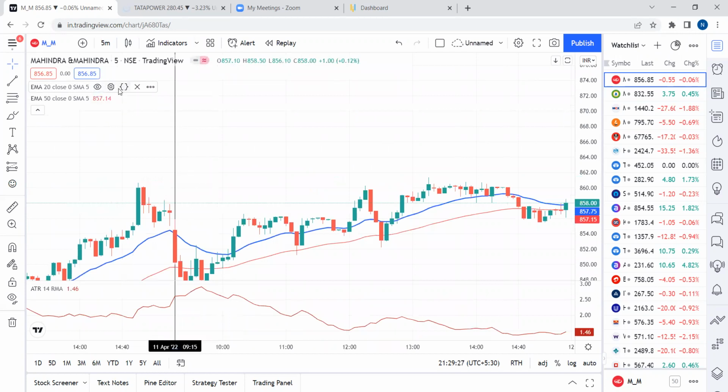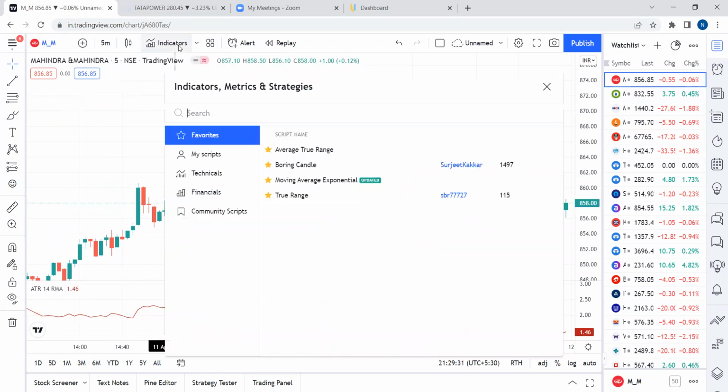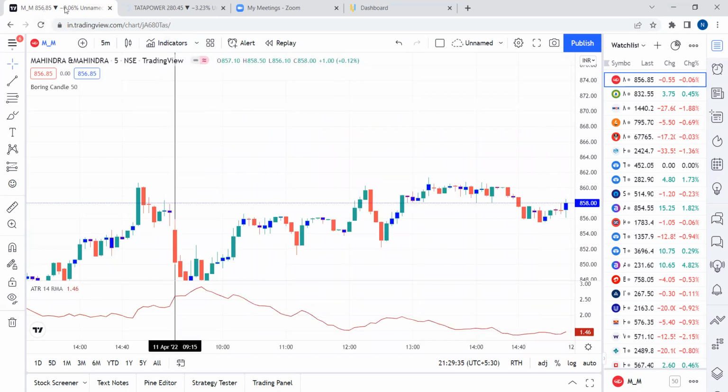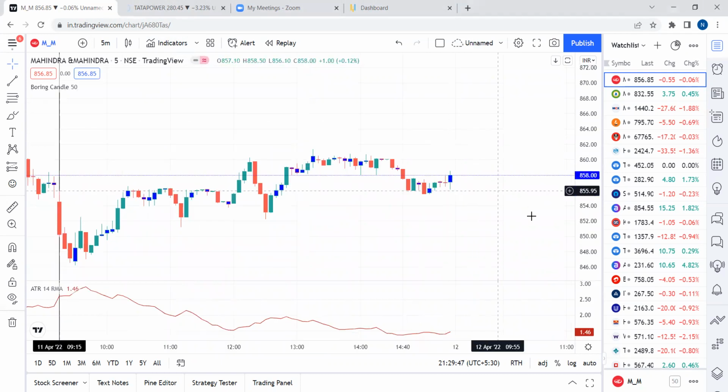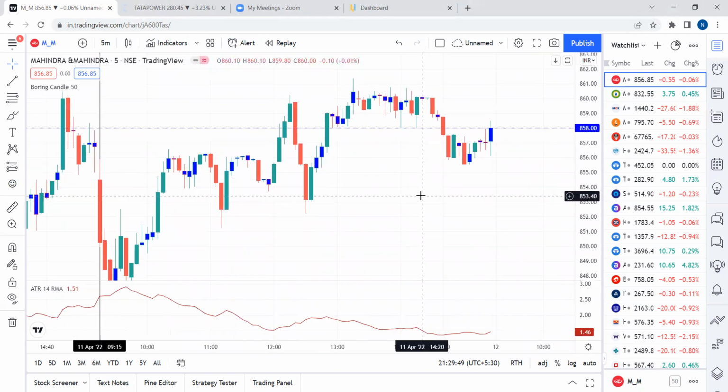Now we don't have the boring candle, so I have to close these two and apply the boring candle. Generally, one window we open only for the higher time frame analysis, and the second window we open for the lower time frame analysis. It is still loading, I don't know why it is not coming, so I'm just doing it in the same window. I'll tell you going forward how to do that. It is very, very quick actually.